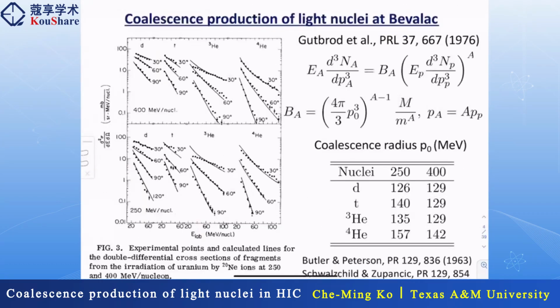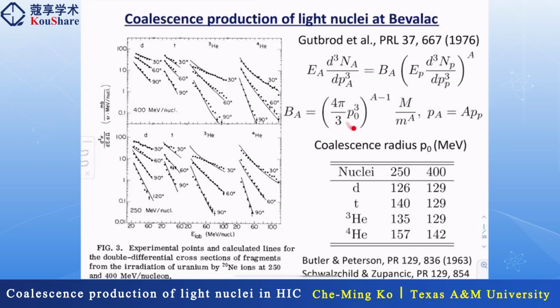Then after more than 10 years, in 76, when Beverlek started to run heavy ion experiments, and Hans Gutbrod, that time, his origin from GSI, I think he spent a lot of time at the Beverlek. They do the experiment with the neon 20 scattering from uranium at 2 energy, one 250 MeV per nucleon, the other 400 MeV per nucleons. They measure both the deuteron, triton, helium-3, and helium-4 for the both energies.